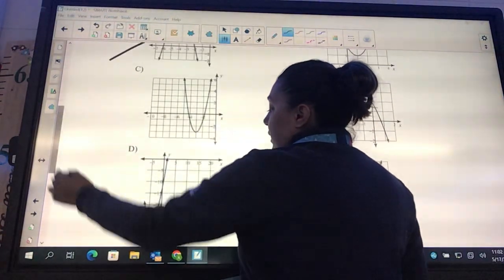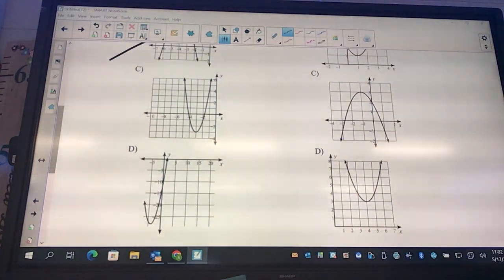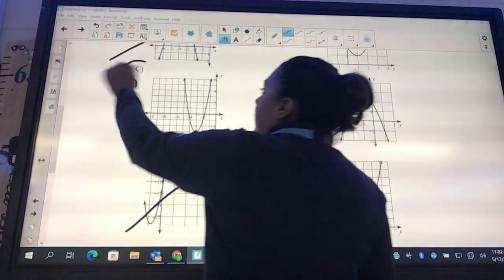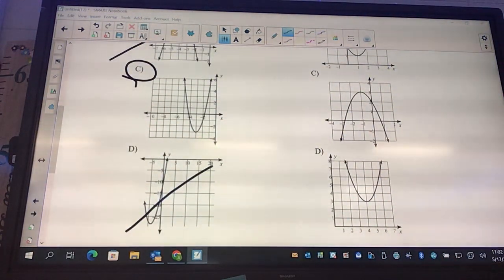Okay, so we got C and D. How much did D go down? 3. Look at D. 25. Is that one right? No. So without even graphing it, you can kind of look at them and see that it's going to be C, okay?